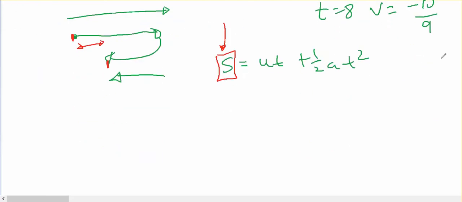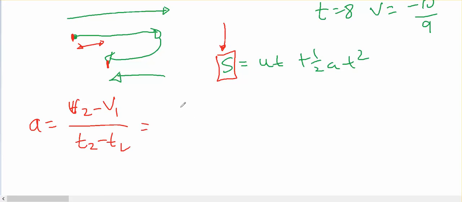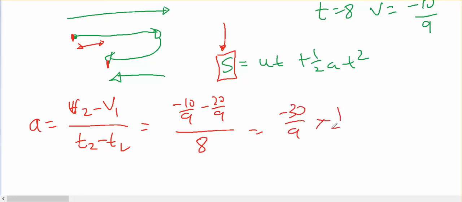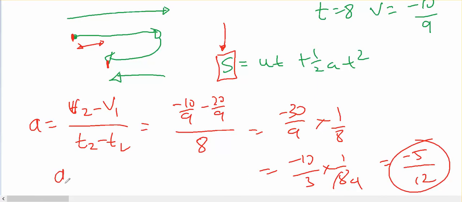So I can use the fact that acceleration is v2 minus v1 over t2 minus t1, which means I've got minus 10 on 9 minus 20 on 9 over 8, which is minus 30 on 9 times 1/8, which is minus 10 on 3 times 1/8, which is minus 5 on 12. So acceleration is minus 5/12.